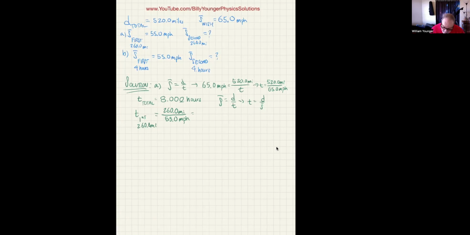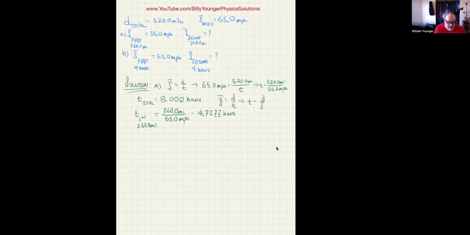So if I take 260 and I divide that by 55, I get 4.7272. And it's always best to carry one or more extra digits. So 4.7272 hours is how much time I've used in my first 260 miles. I had 4 sig figs dividing by 3, so I really should only have 3 sig figs, so I should round it at 4.72. I'm just going to underline the second 7 and 2, and then everybody knows that that 7-2 is not significant.